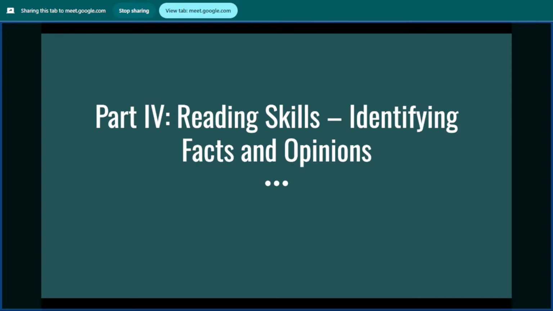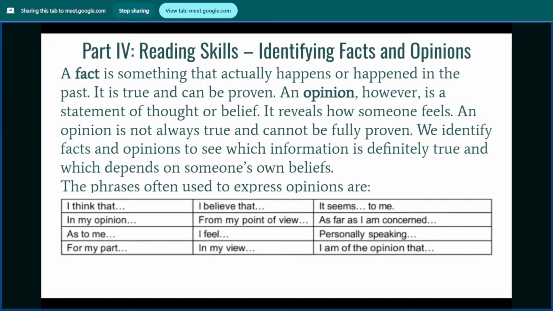Now mainly when we are reading, we usually try to find the facts and we try to find the opinions in the reading passages that we have. Now we know that finding out the facts is important for us because we need to solve one question type, which is factual information question type, and by understanding the facts which are being presented in the reading passage. Fact is something that actually happened, or it actually happens in usual time also, correct? Or it is something that has happened in the past, then it becomes a fact. It is true and it can be proven.